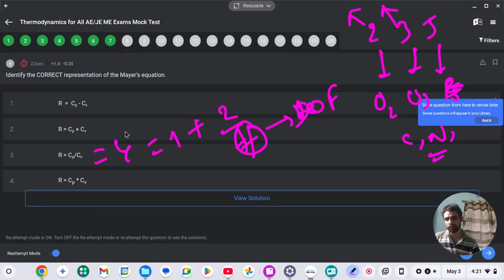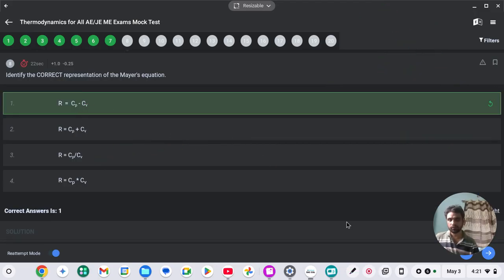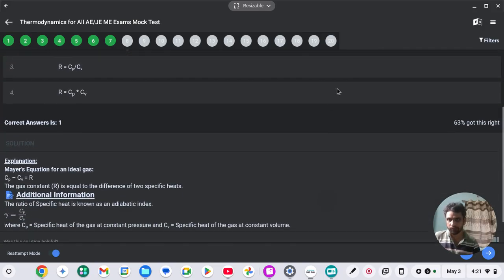F is the degree of freedom. Also Cp by Cv is equal to gamma. Cp is the specific heat capacity at constant pressure, Cv is the specific heat capacity at constant volume. So here the answer will be R equal to Cp minus Cv. Next question. Okay, we are correct.